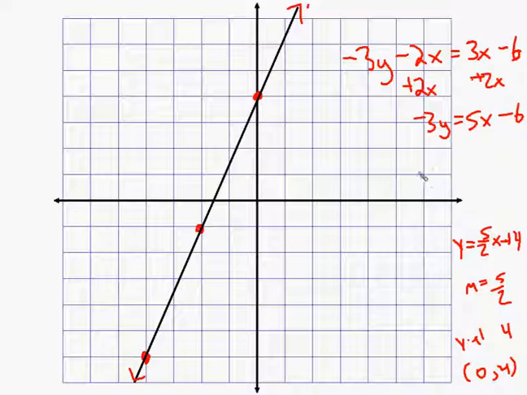And now what? Divide by negative 3. That's divide everything by negative 3. So I'm not going to change this 5/3 to a decimal. I'm going to move the negative up: negative 5/3 x. And what's negative 6 divided by negative 3? 2. So plus 2. Do you see how I did that?